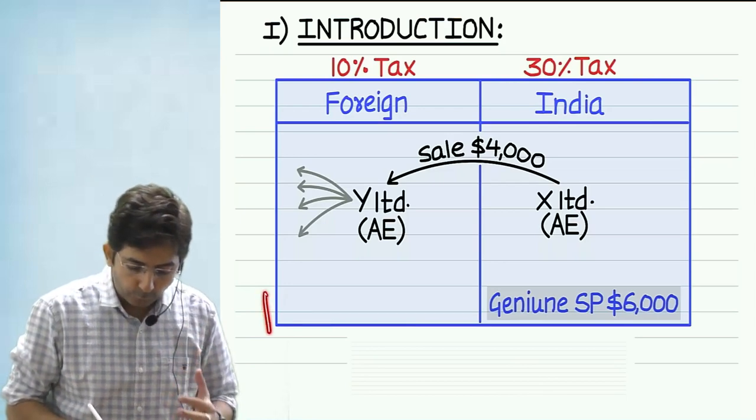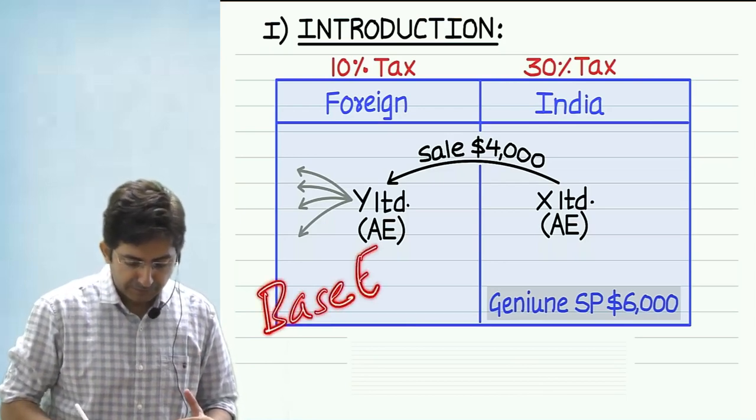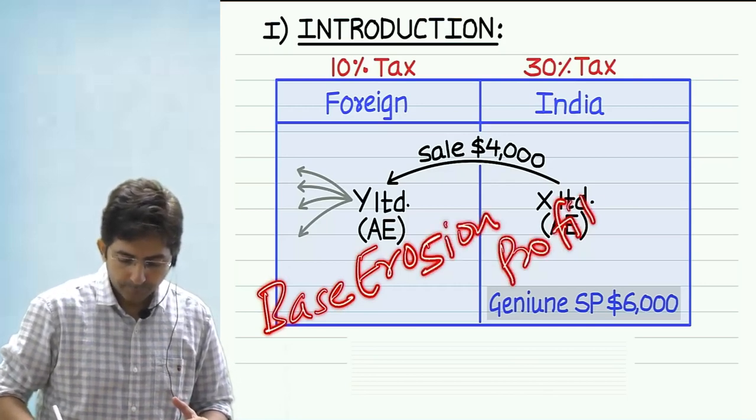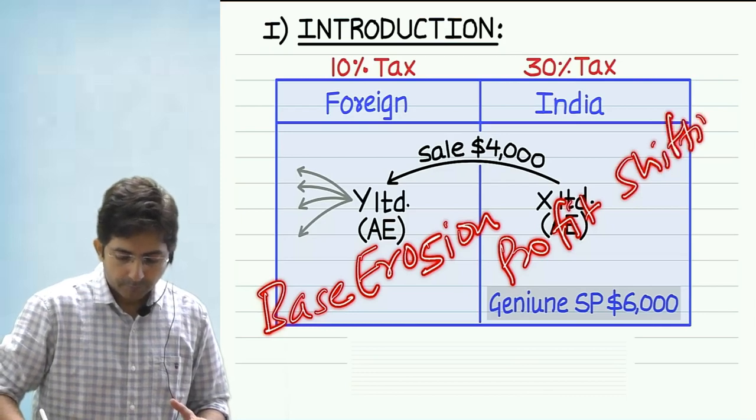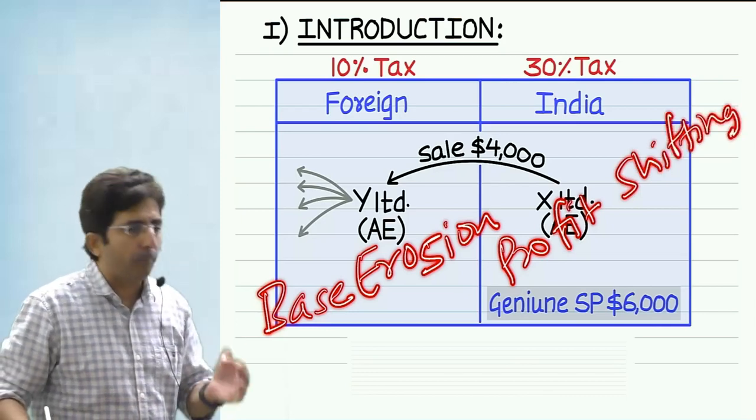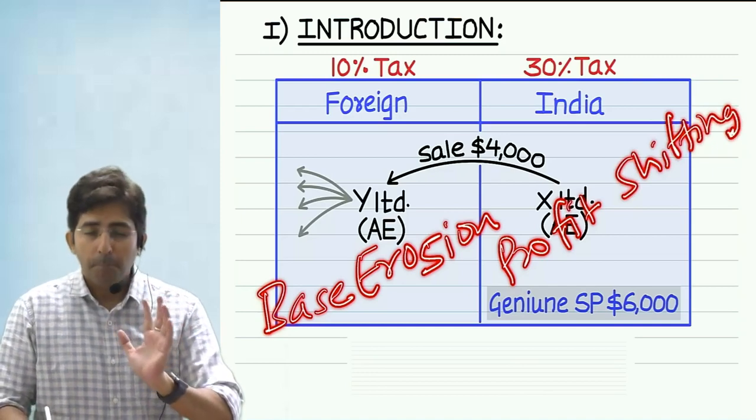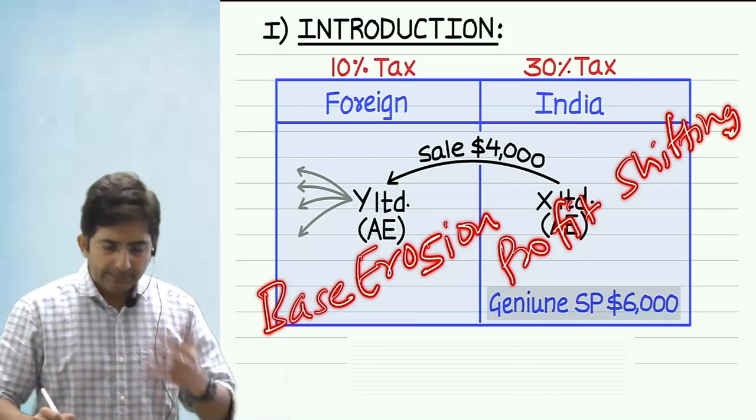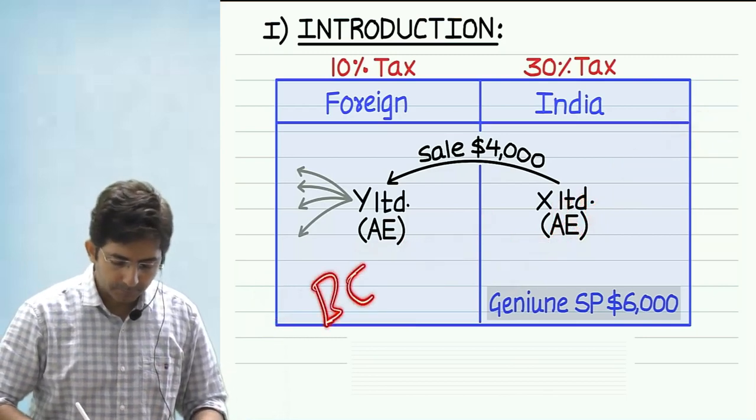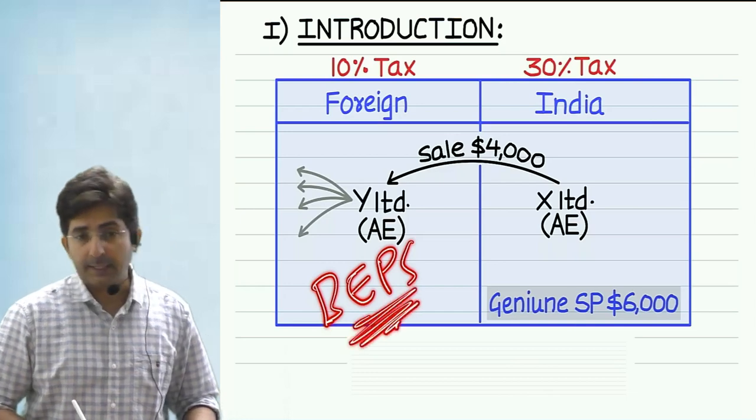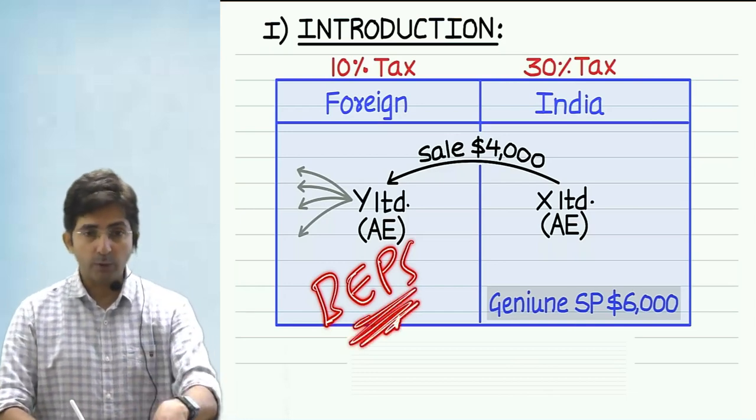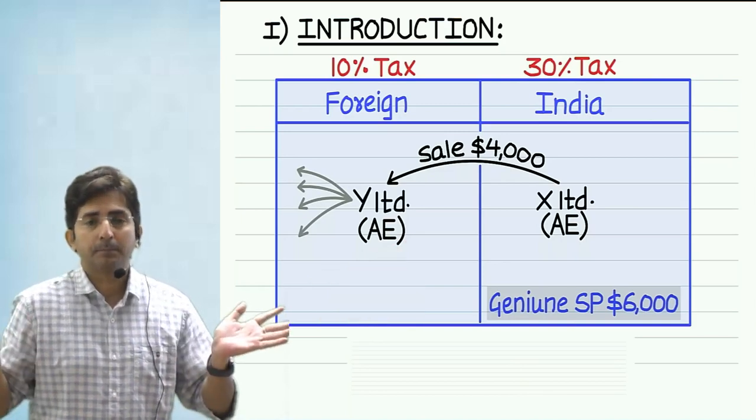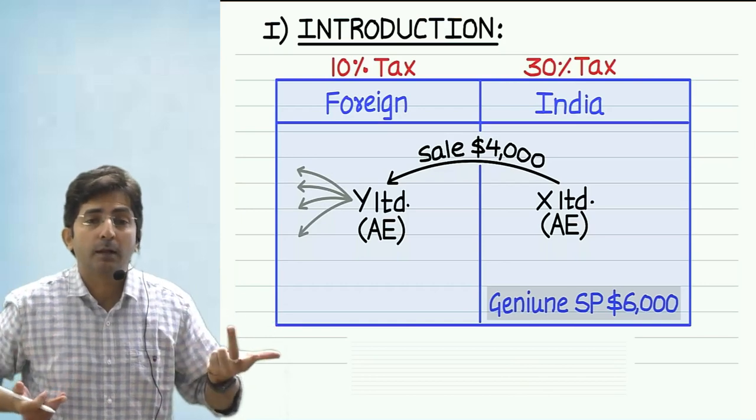Now, I want you to feel why it is called base erosion profit shifting. You know, this term is so important for CA Final. Many times you will come across this base erosion profit shifting. It is commonly called BEPS. I don't know what kind of articleship you are doing, but a student who has done articleship in the transfer pricing department is familiar with the term BEPS. BEPS is a short form of base erosion profit shifting.